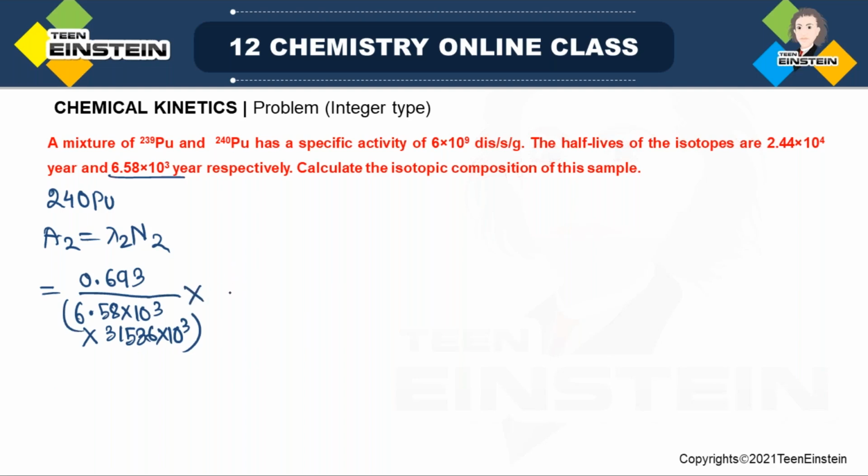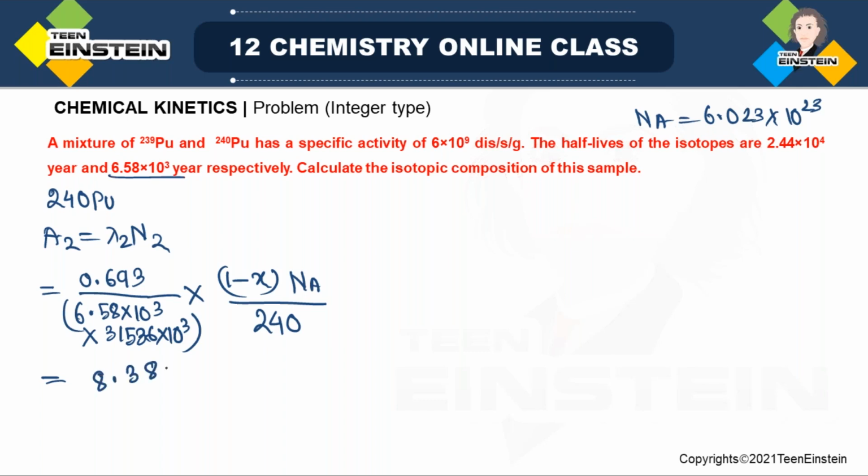And in place of N2, what will we write? 1 minus X is the amount, multiplied by Avogadro number, divided by molar mass. Remember, the N_A value is known to everyone, so that is why I am not writing it, but it is 6.023 × 10^23. After the final calculation, putting in the value of Avogadro number, it will be 8.38 × 10^9 (1 minus X) disintegrations per second per gram.